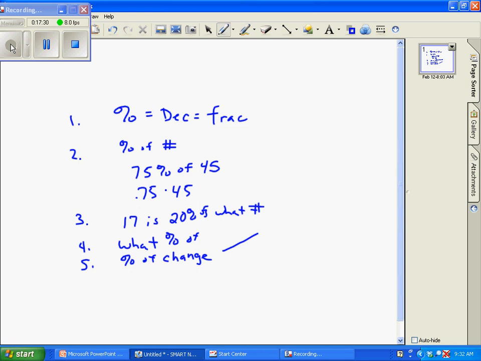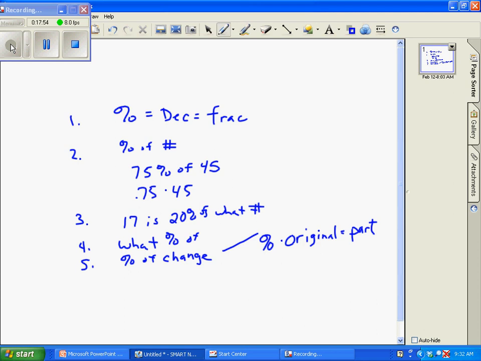Eddie? Original times percent equals part. Correct. The percent times the original equals the part. And remember that part can be tax, it can be markup, it can be discount, it can be any of those things.